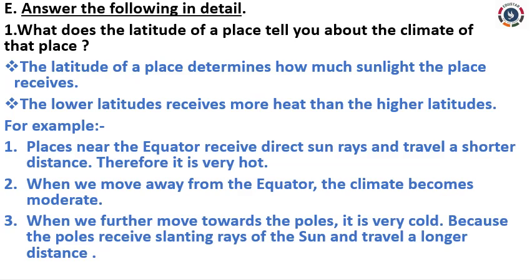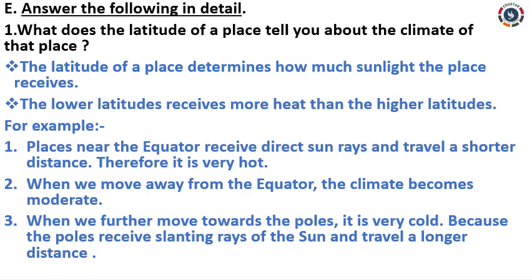First question, what does the latitude of a place tell you about the climate of that place? The answer, the latitude of a place determines how much sunlight the place receives. The lower latitude receives more heat than the higher latitudes. For example, places near the equator receive direct sun rays and travel a shorter distance. Therefore, it is very hot.